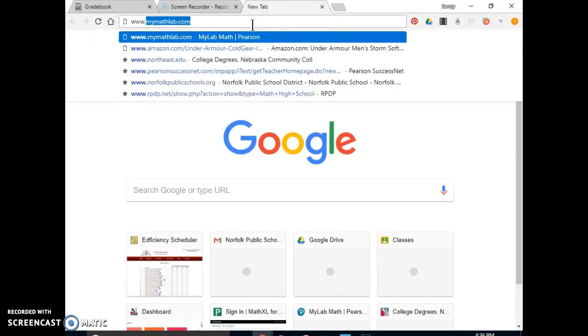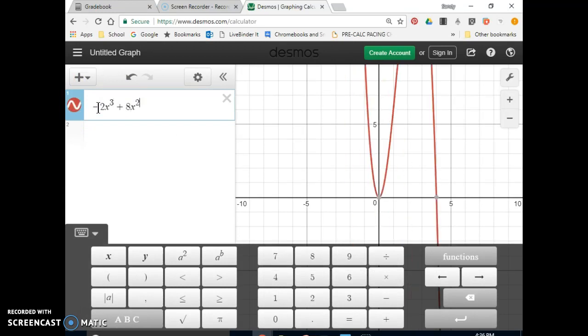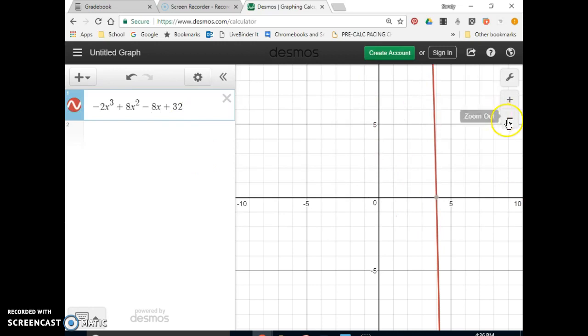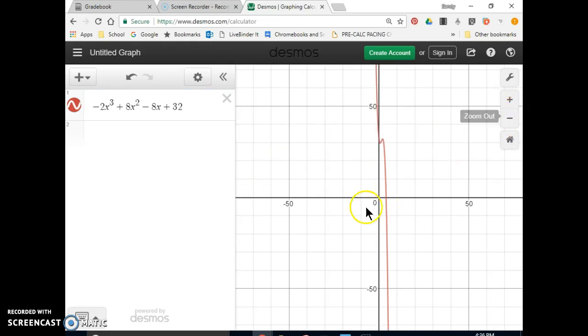So, www.desmos.com. And I'm just going to punch in that function, negative 2x to the third plus 8x to the second minus 8x plus 32. And I'm just going to zoom out here so I can see the graph. So this is what my graph looks like. Now, I can tell by clicking right here, the real zero was 4, and that's where it crosses the x-axis, so I can see that that part of my graph is right.